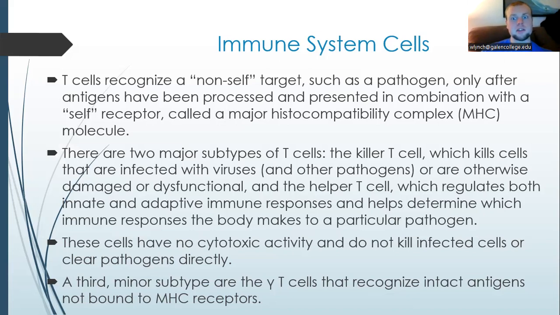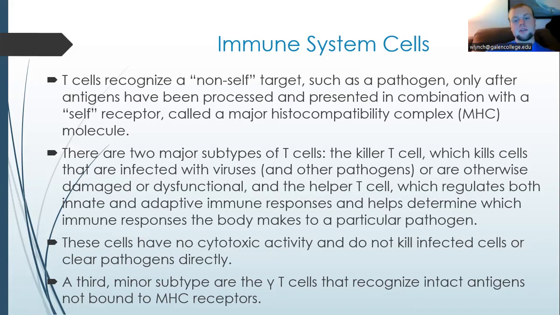We have two subtypes of T cells. We have what is known as the killer T cell. This is going to come along and destroy cells via cytotoxic chemicals. And then we also have the helper T cell. Helper T cells are going to regulate the innate and adaptive immune responses and go a long way towards activating B cell antibody production. The helper T cells do not have any cytotoxic activity, so they are not able to actually go on and kill infected cells or pathogens directly.